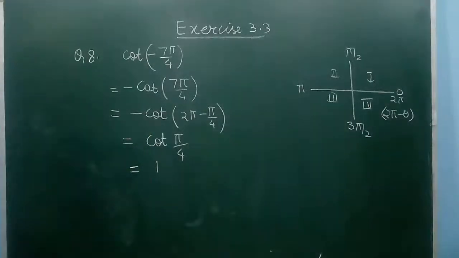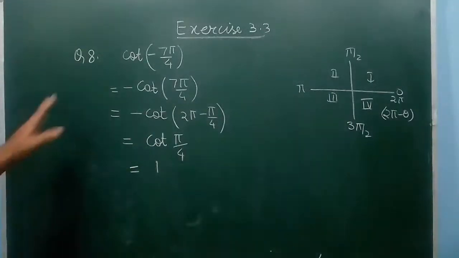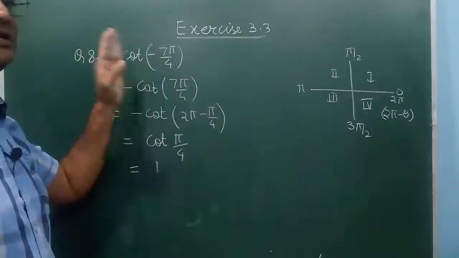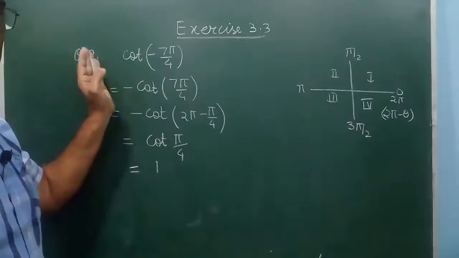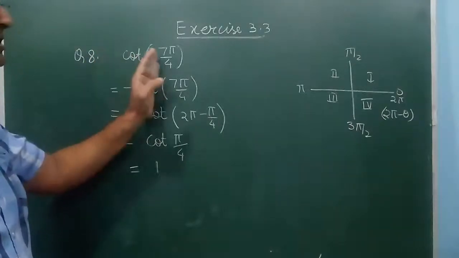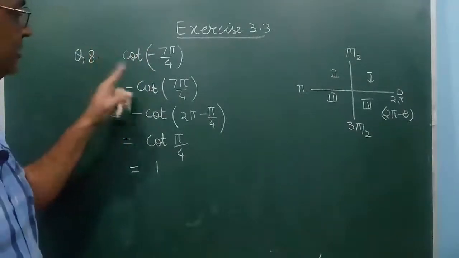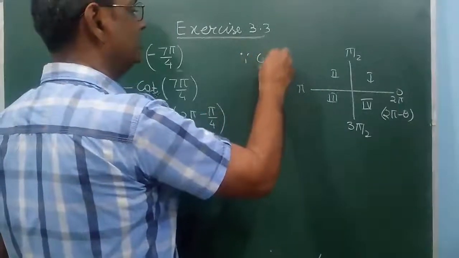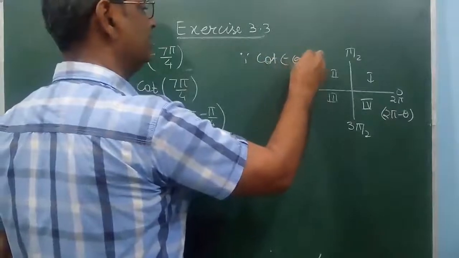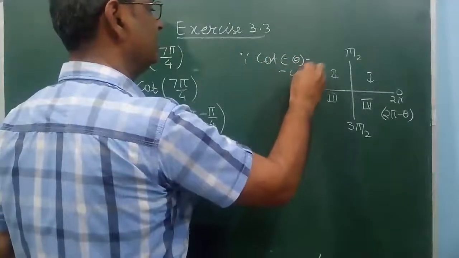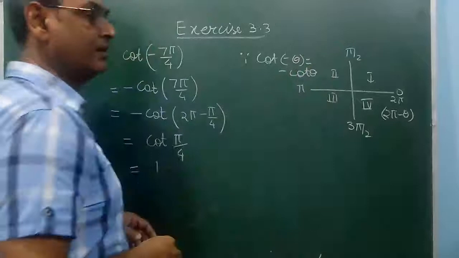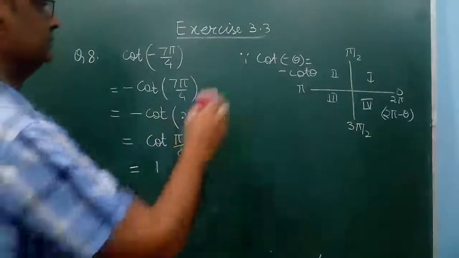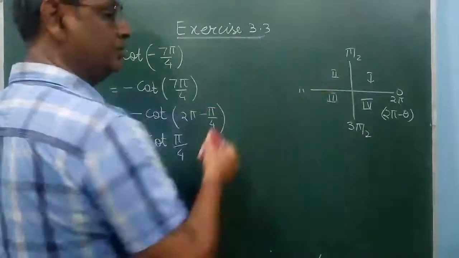The value of minus, so firstly take care that tan minus theta is minus tan theta, cos minus theta is only cos theta, sin minus theta is minus sin theta. So here we have to just write, since cot minus theta equal to minus cot theta. This you can write.